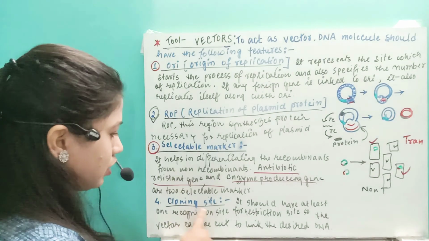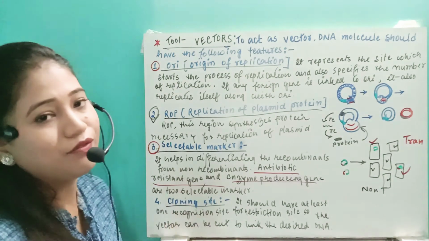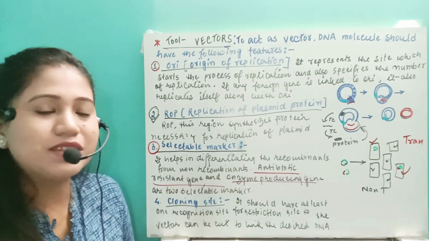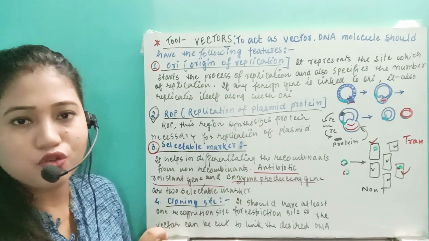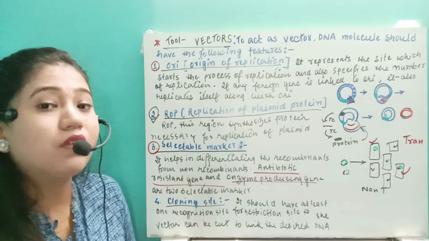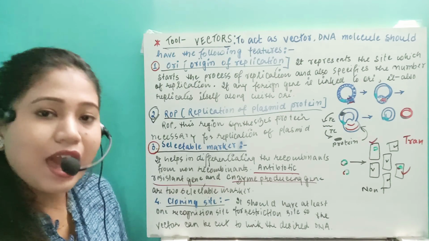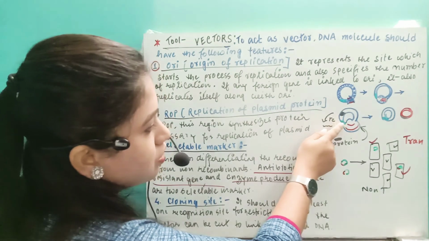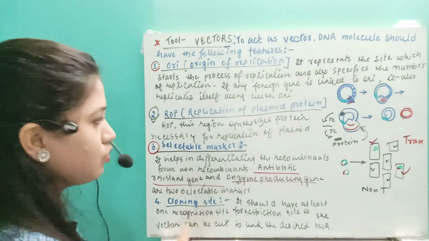Last one, that is the cloning site. If you don't have the cloning site, that will not at all be a vector. Okay, so what are those cloning sites? See, cloning site means it is just the recognition site. That means a vector needs to have the recognition or the palindromic sequence within which the vector can be cut and a new gene can be inserted. So whenever we have inserted our gene fragment, what is that site known as? This site is known as the cloning site.